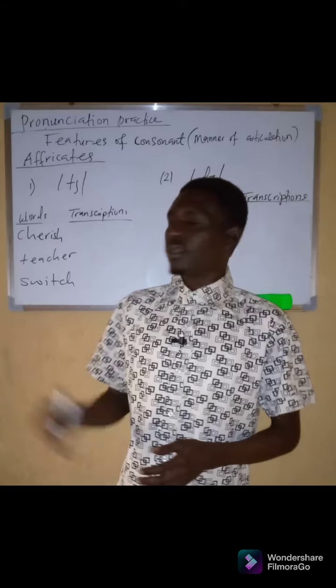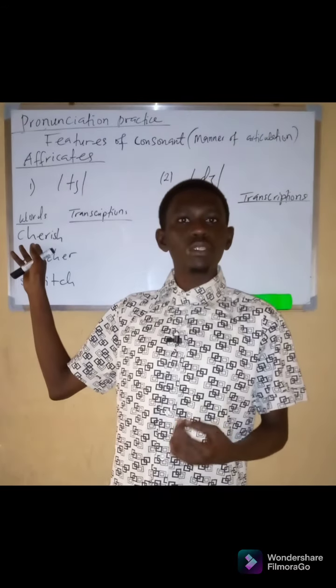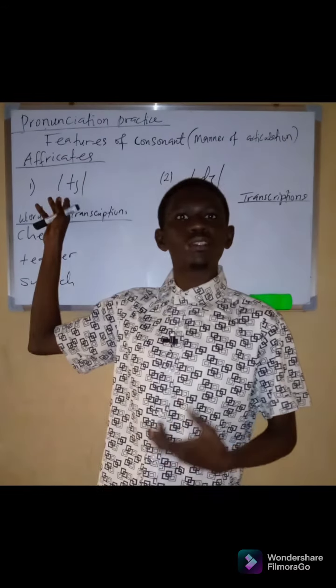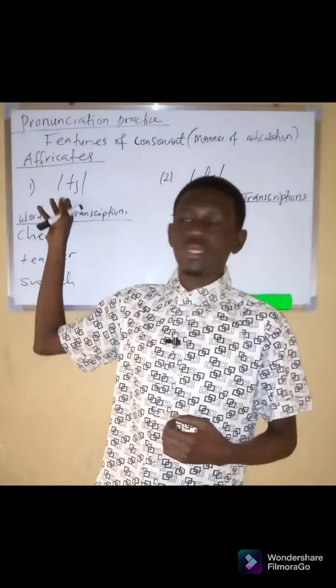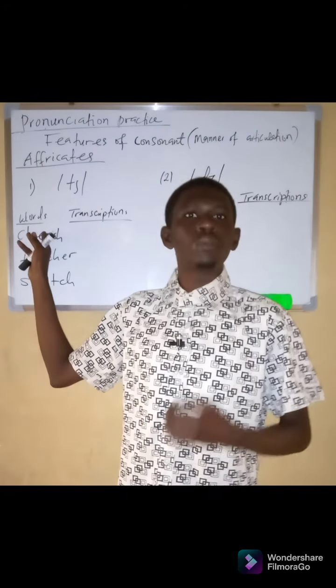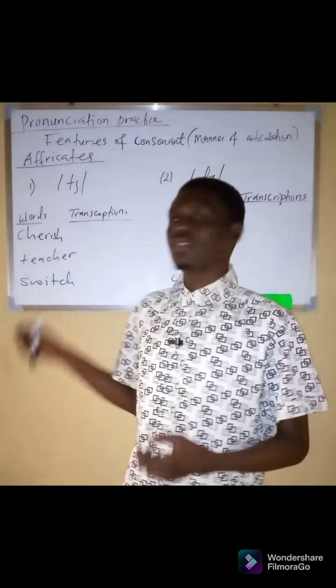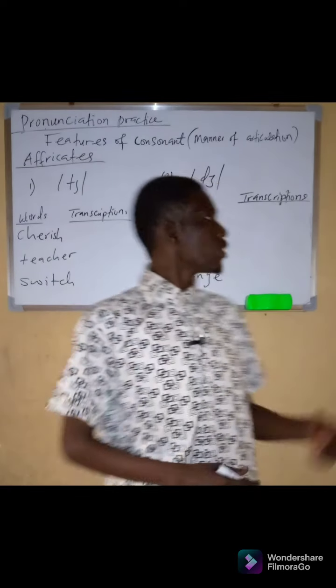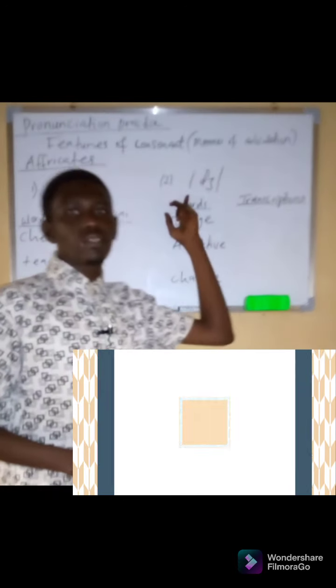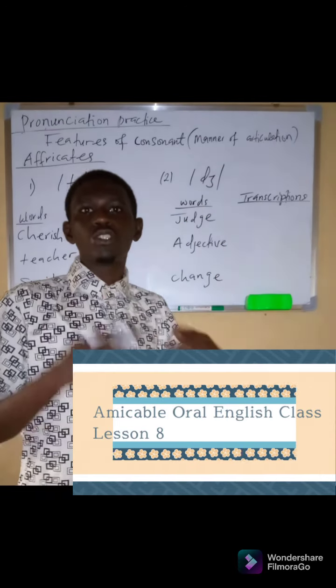Let me tell them again. Here we have cherish. Remember the sound is pronounced ch. And this is cherish. This is teacher. And this is switch. The second sound is j, pronounced j.